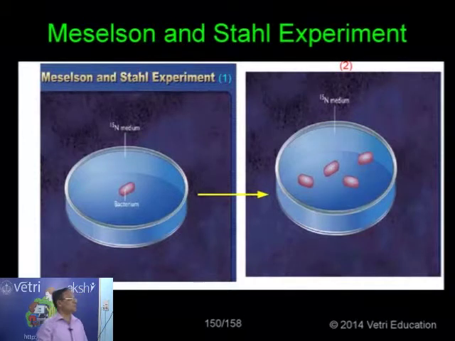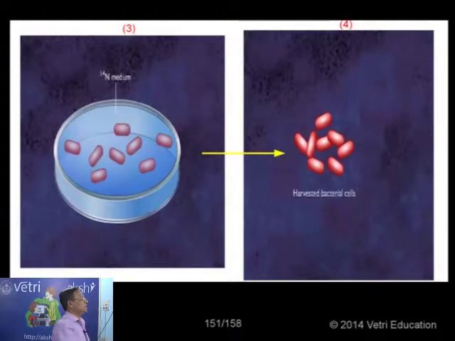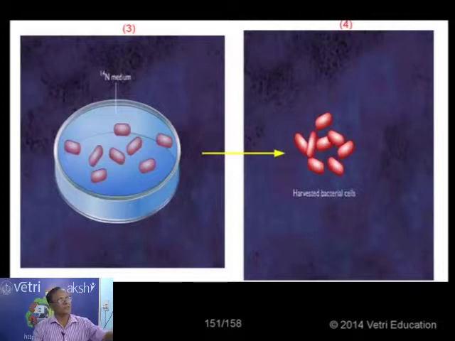Now you see the picture showing this. They were cultured in N15 medium. So 1 into 2, 2 into 4, like that cells are multiplied. Now from the N15 medium, they are transferred to N14. Now they harvested the bacterial cells. From that, they extracted the DNA by means of centrifugation on a cesium chloride density gradient.